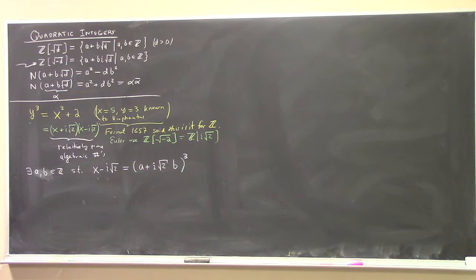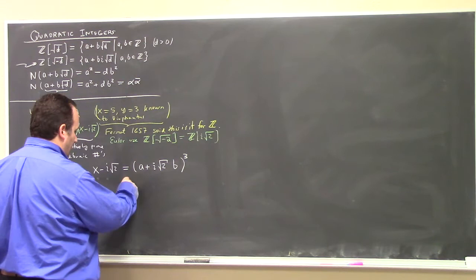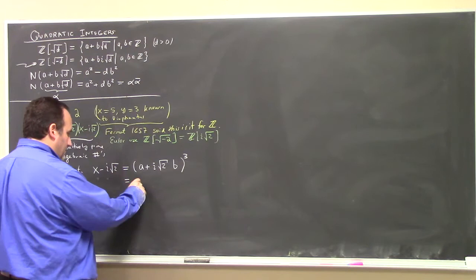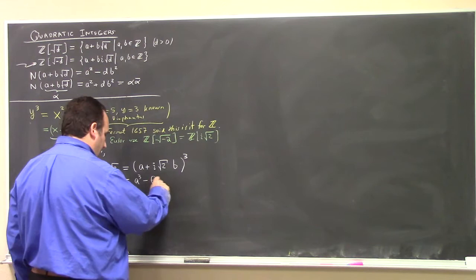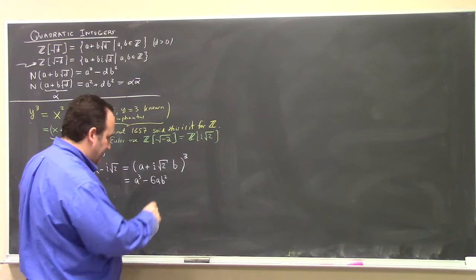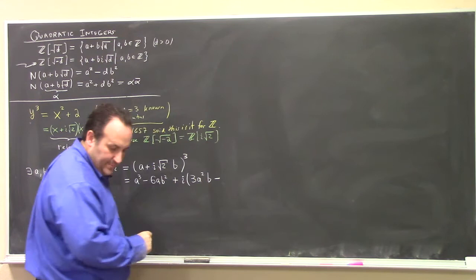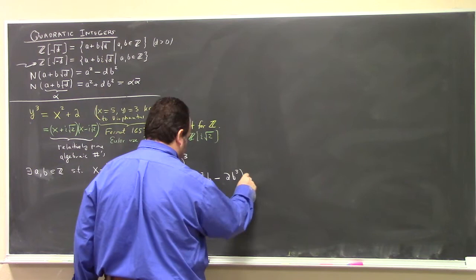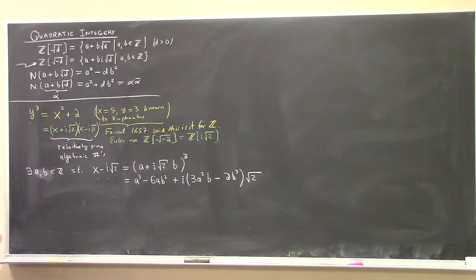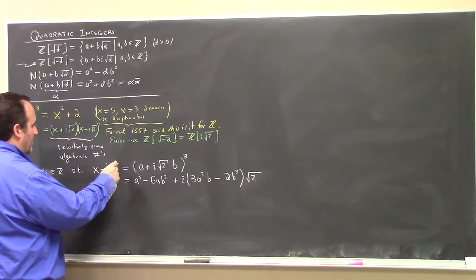So do the algebra. What do you get? You do the algebra, and what you get is a cubed minus 6ab squared plus i times 3a squared b minus 2b cubed, times root 2. And I missed my y, there's a y here. I'm an idiot. No, there's no y.